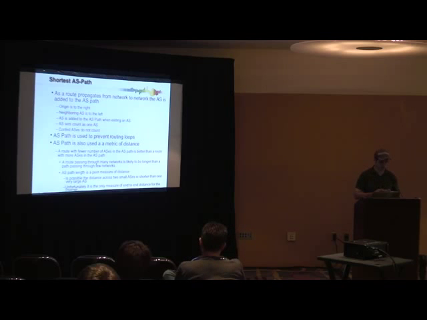Like I said before, the AS path is used to prevent routing loops, but it's also a rough measure of distance as well. There's a few caveats here. If you have an AS set, that only counts as a single AS. And if you have confederate ASs in the AS path, those don't count at all. I'll talk more about confederation in the second half.